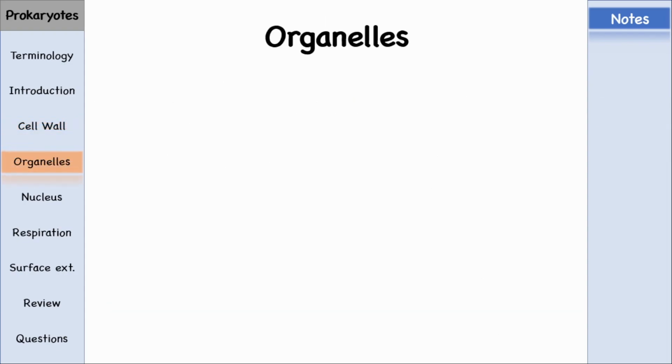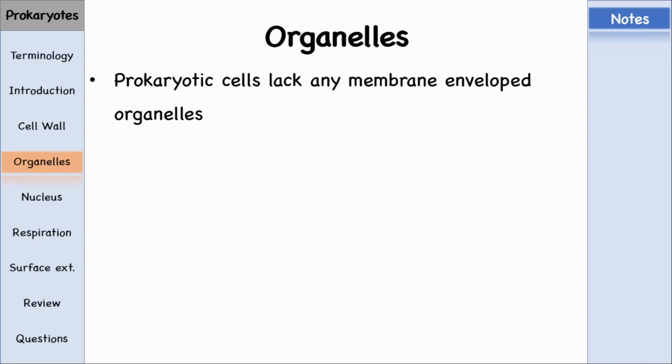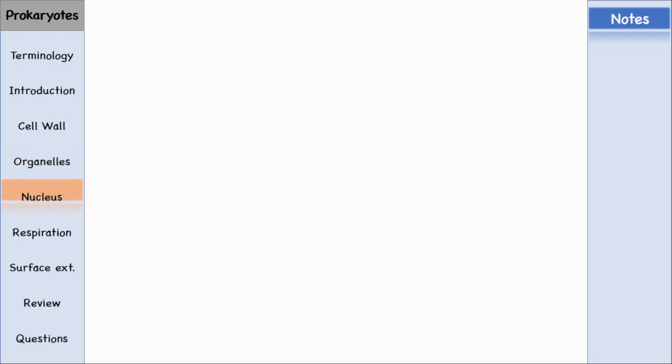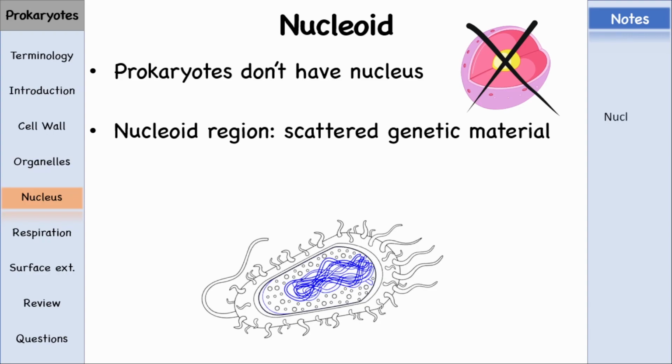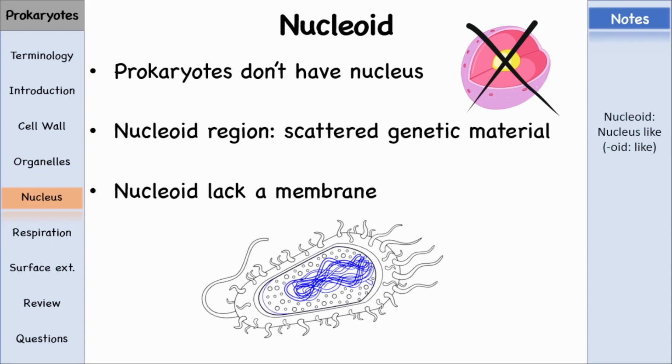Unlike eukaryotic cells, the prokaryotic cells lack any membrane-enveloped organelles like endoplasmic reticulum, Golgi apparatus, or mitochondria. They don't even have an enveloped nucleus. Instead of a nucleus, the prokaryotic cells contain a nucleoid region. Unlike a nucleus, the nucleoid lacks a membrane. That's the reason why they are called prokaryotes.